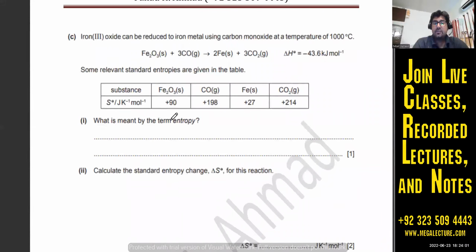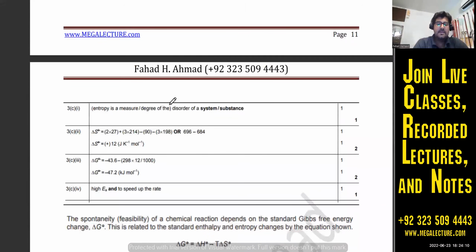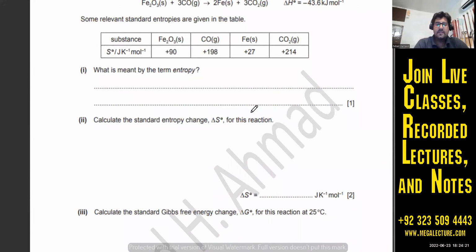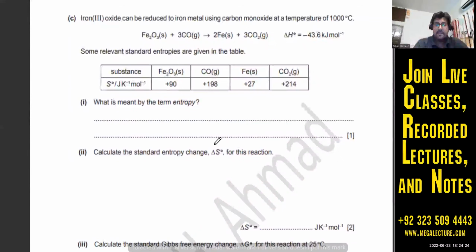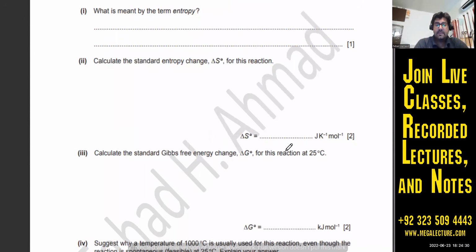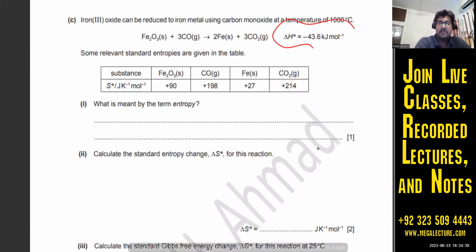What is meant by the term entropy? That's the disorder. It literally means disorder of the system or the reaction. This is the definition that's given: it's a measure of the disorder of a system. That's given in brackets, you can write the whole thing. Calculate the standard entropy change for this reaction. Again, it's the same thing, product minus reactants. And then he's asking, calculate the Gibbs free energy for this reaction at 25 degrees centigrade. The enthalpy change is given. Can you calculate the entropy change for this reaction very quickly?